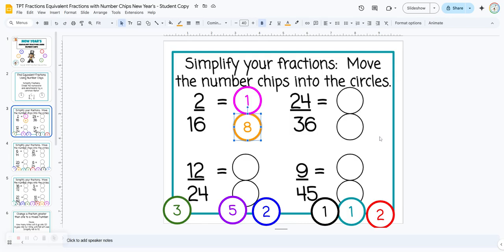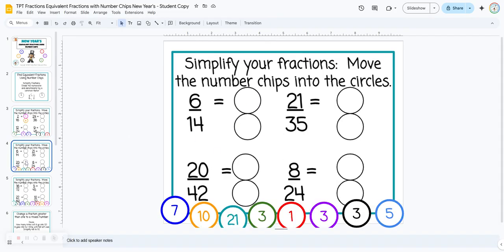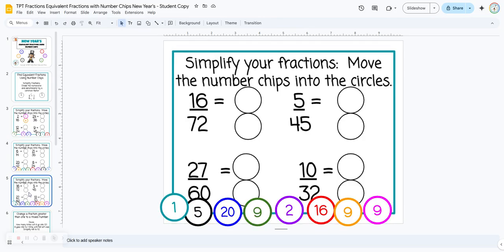Now, every slide has every number the students need. So if they get to the end and the numbers aren't working, they know they've made an error somewhere and they need to go back and check. So they're going to do the same thing, 4 more fractions on each of the next 2 slides.